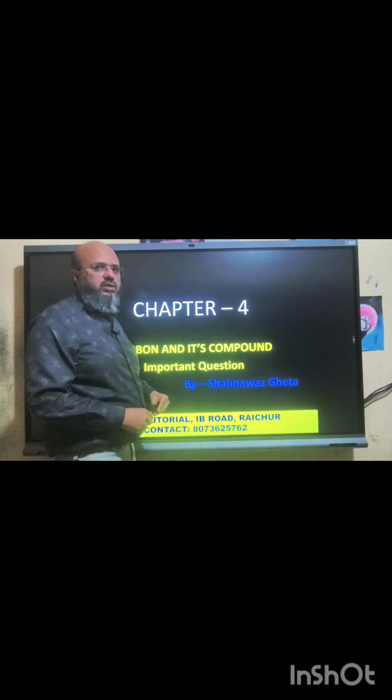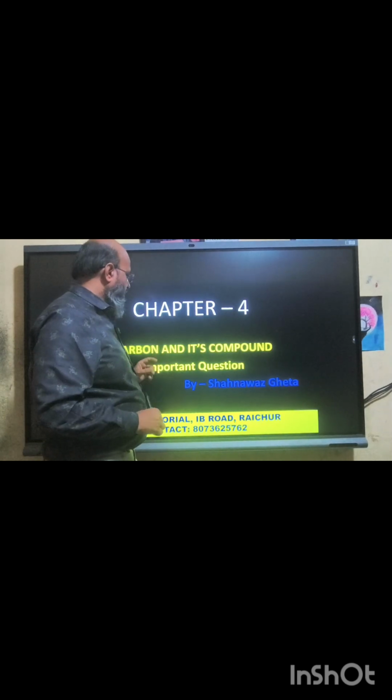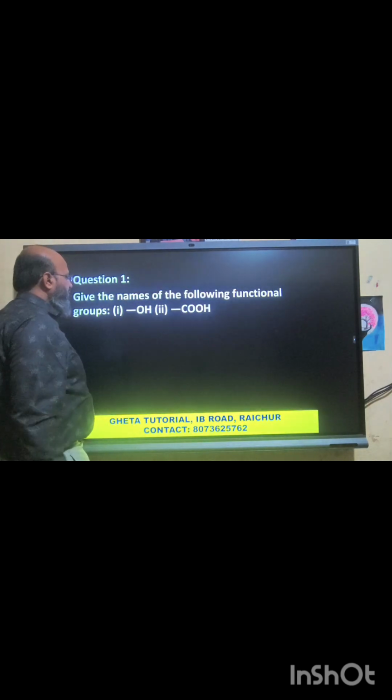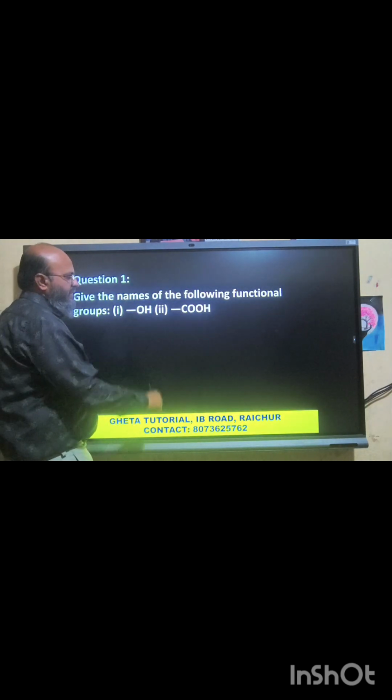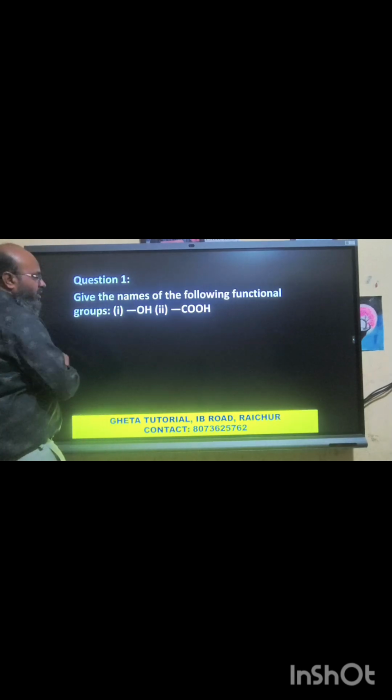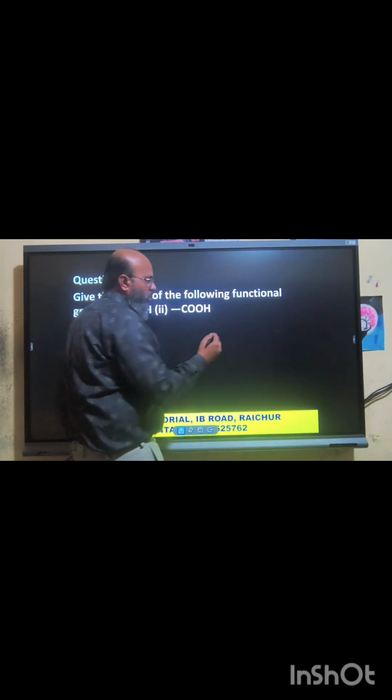So here we are going to learn some important questions from carbon and its compounds. The first question is, give the name of the following functional groups: OH and COOH. Here the general formula is given, and we have to write the functional group. So I will give you all the functional groups.